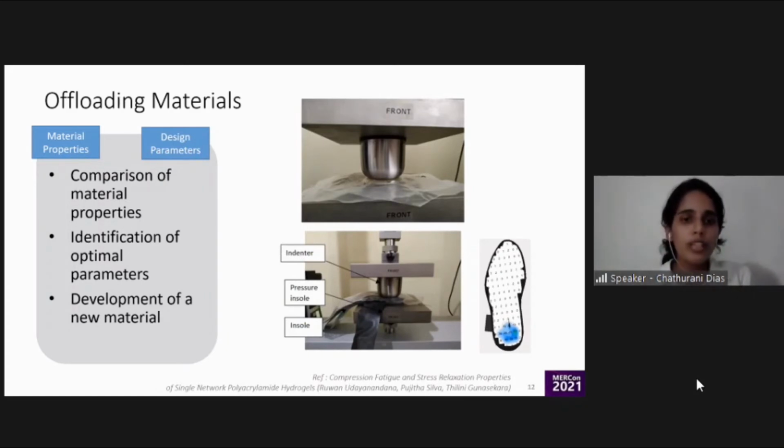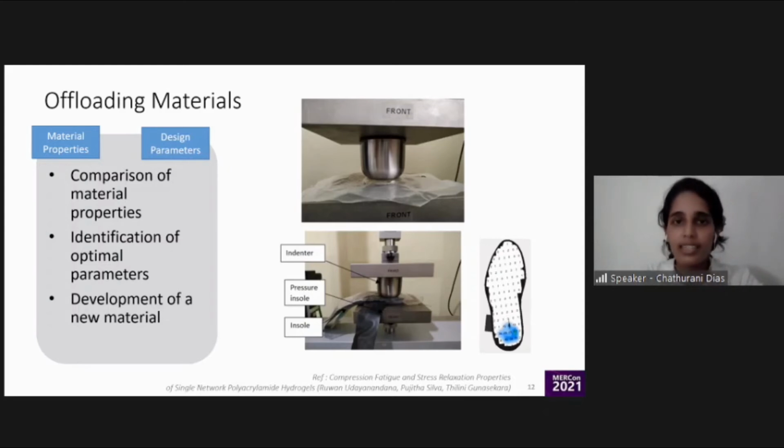The commonly used offloading materials are gauze, EVA, and silicone. So we started with a comparison of material properties and identification of the optimal parameters needed for the new offloading material, which is actually a water-based gel, or a hydrogel. The next step, after identifying the optimal parameters that should be there in an offloading material, was to develop the hydrogel so that it has those parameters.